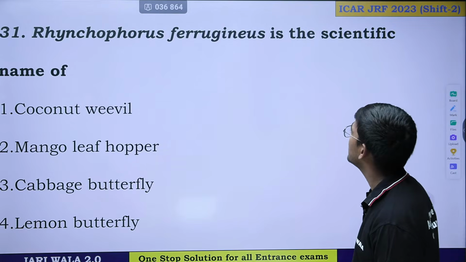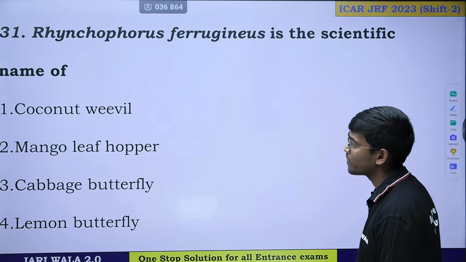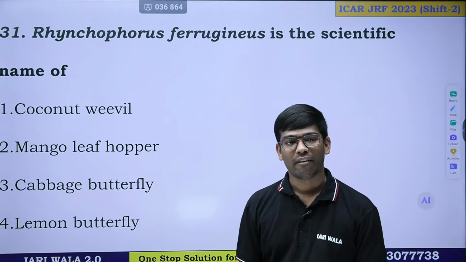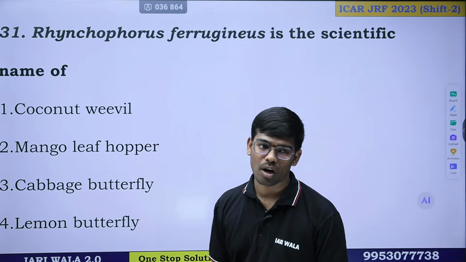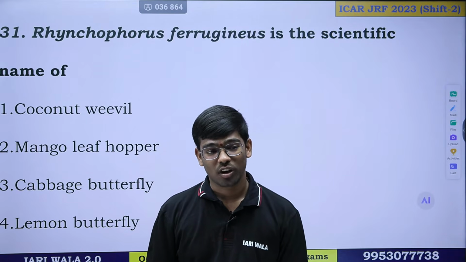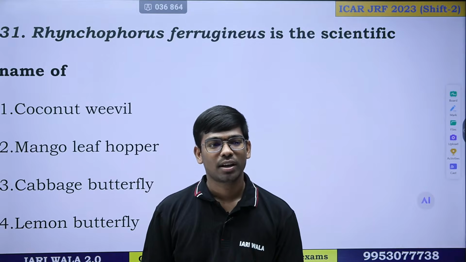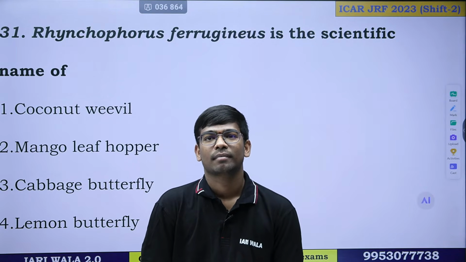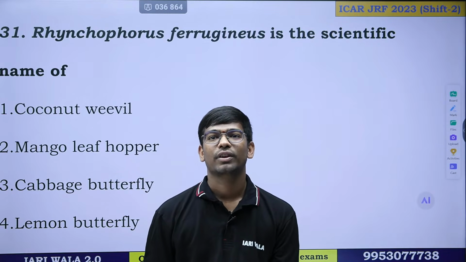Rhynchophorus ferrugineus is the scientific name of. Here they are asking the common name. They have given the scientific name and are asking for the common name. Rhynchophorus ferrugineus is the scientific name of either coconut weevil, mango leaf hopper, cabbage butterfly, or lemon butterfly.